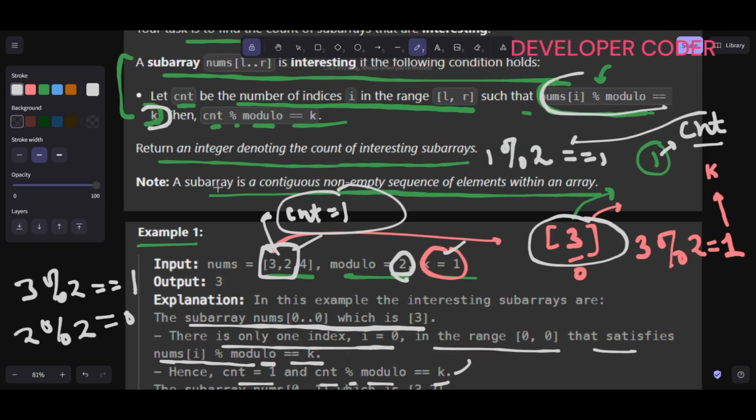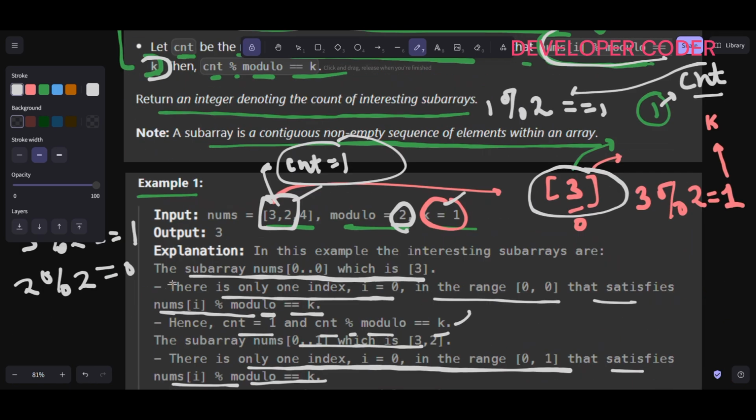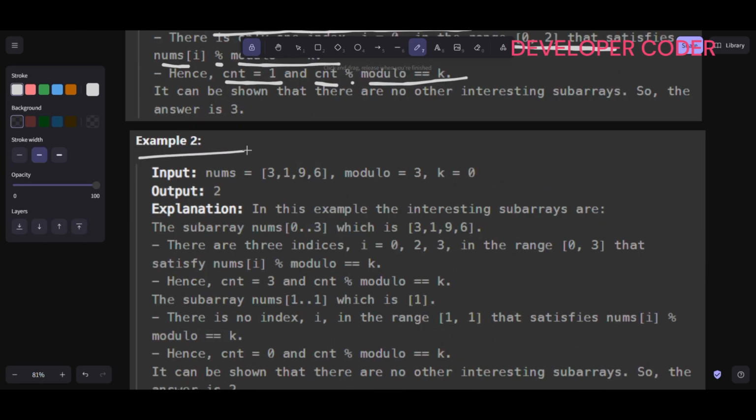I hope that you guys are clear with this problem statement and example. Now same way, example number 2. Here in this case, if you just pick this subarray, here 1 mod with modulo 3. Here I'm talking about a remainder. So 3, 1, 9, 6, here the remainder is coming as 1.